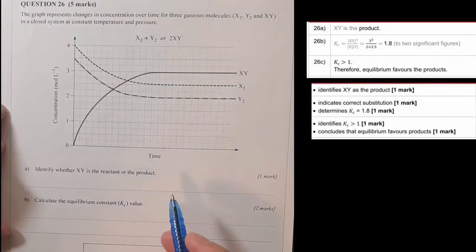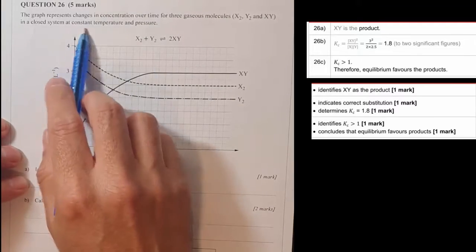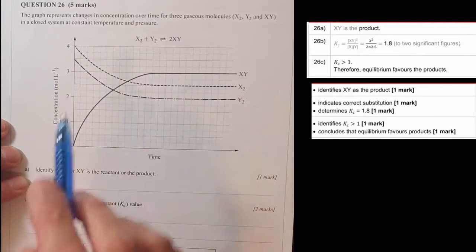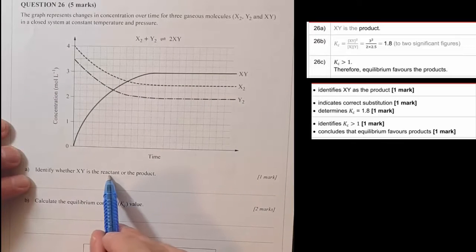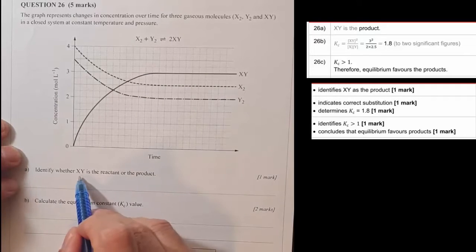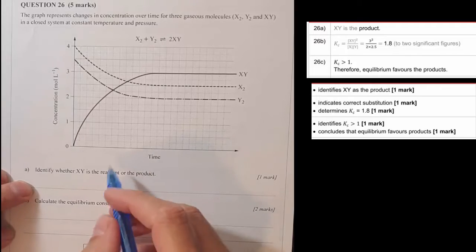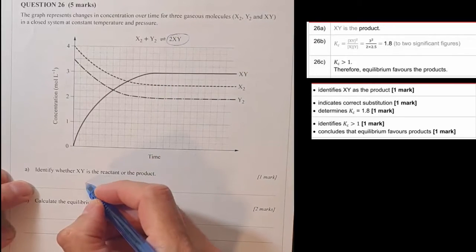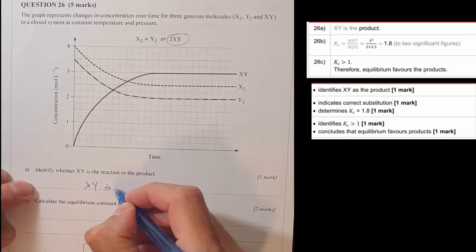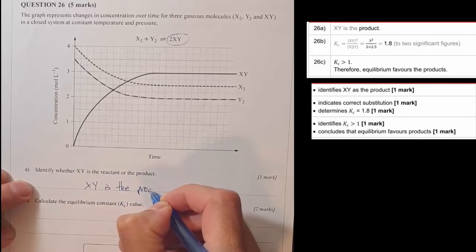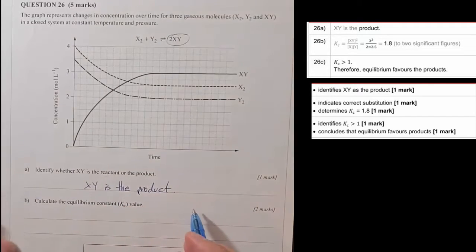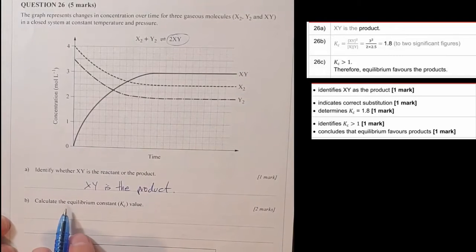So question 26, you've got this equilibrium equation and graph. Identify if XY is a reactant or the product. It's like a year 9 question. It's over here. So XY is the product. Well, year 9 students can get that one. Or year 8, maybe year 7, I don't know.